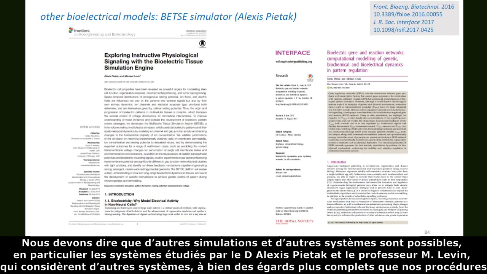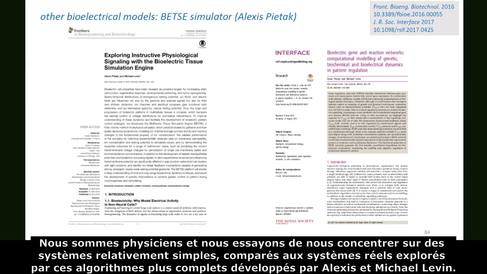We should say that other simulations or other systems are possible, in particular the system by Dr. Alexis Pietak and Professor Michael Levin, which considers other systems that are in many senses more complete than our simulation procedures. We are physicists and we try to concentrate on relatively simple systems compared to the real systems that are explored by this more complete algorithm by Alexis and Michael Levin.